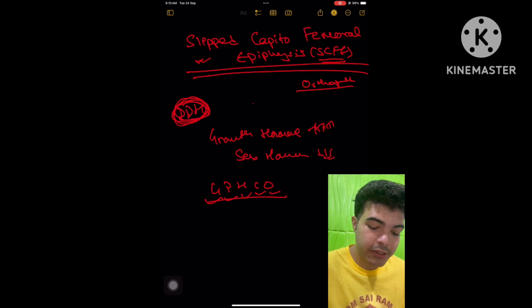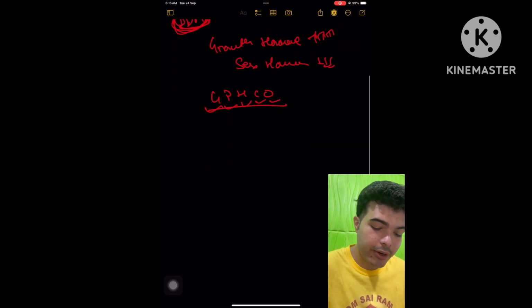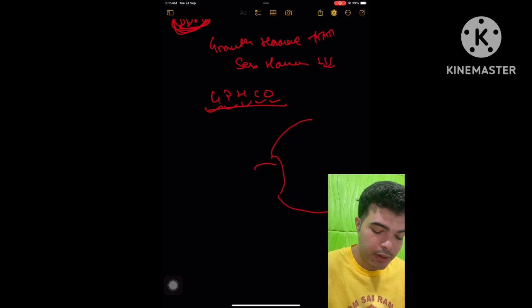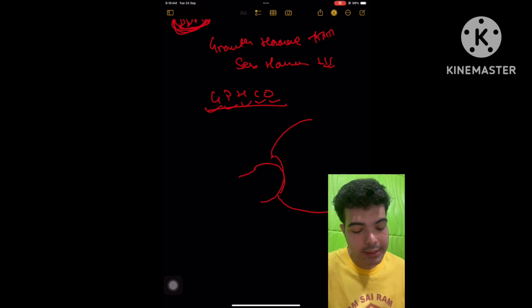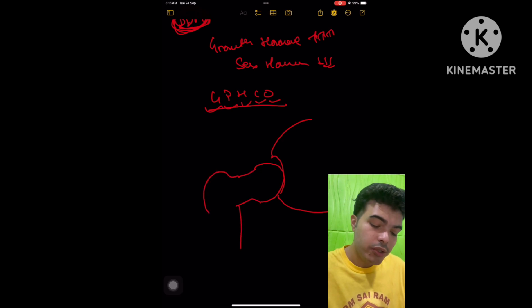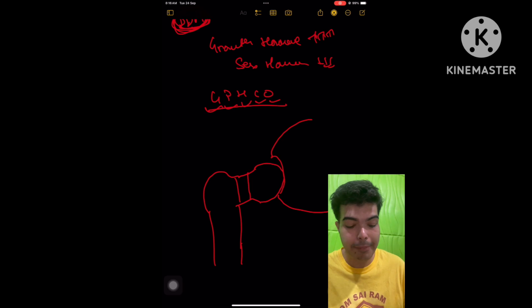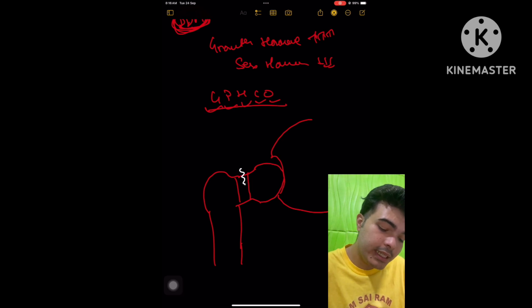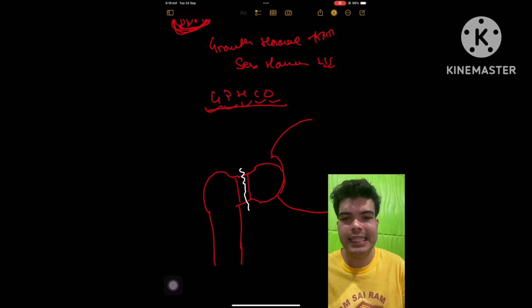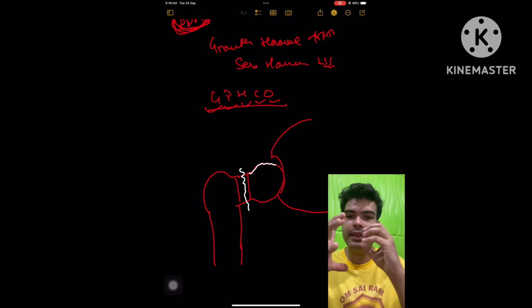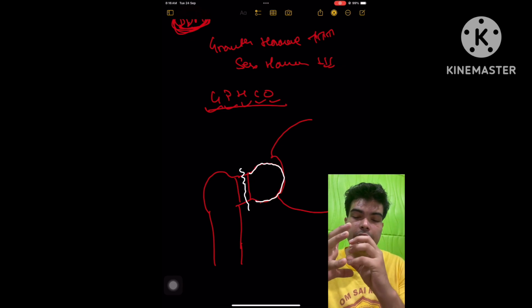Suppose this is your pelvis, and this is your femur. Your growth plate is over here. Let me show the fracture with a white color. Whenever there is a fracture in this growth plate, the epiphysis above it will stay inside the acetabulum. Suppose this is your acetabulum and this is the head of the femur. Suppose there is a fracture over here.